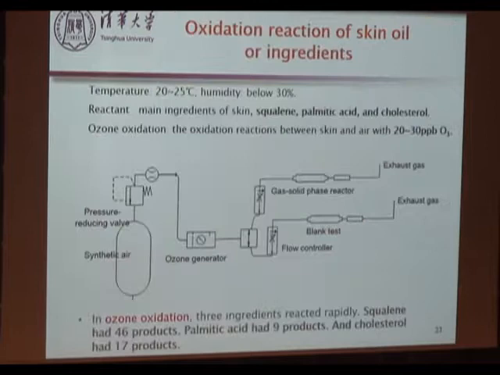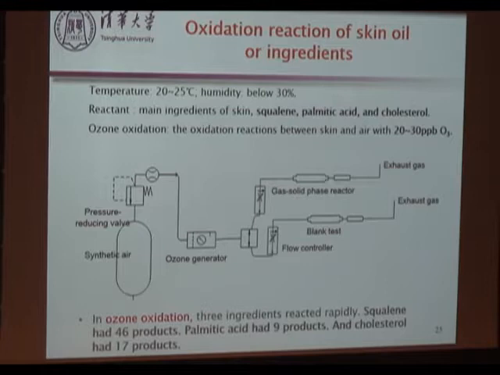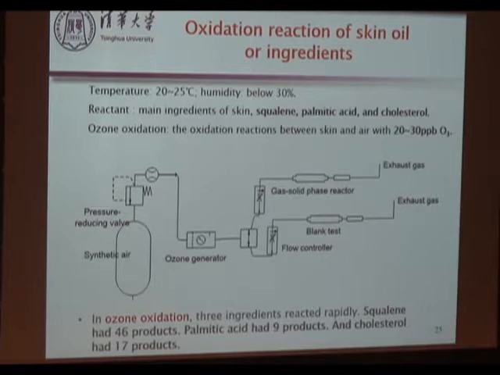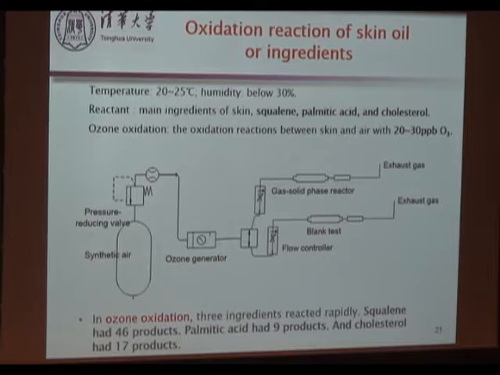And the other issue we are looking at is the oxidation reaction inside the cabin. And we did this measurement. If you look at the literature, there has been a lot of work on the ozone reaction with human surfaces, with tissues, soiled tissues, or soiled clothing. Based on that information, we know that the reaction really happens between ozone and the skin oil. So we did something a little more fundamental, and that is to take out the major ingredients of the skin oil, which are squalene, palmitic acid, and cholesterol.